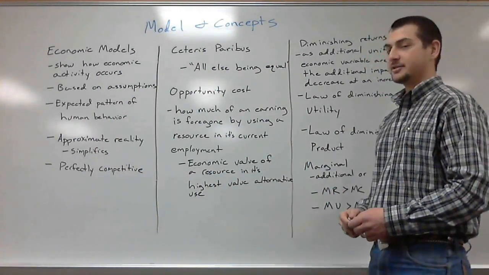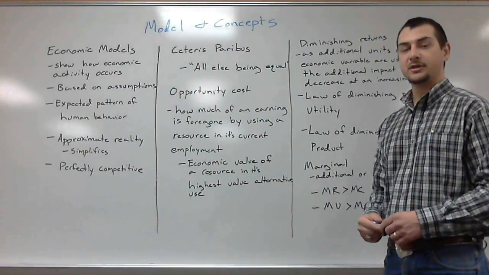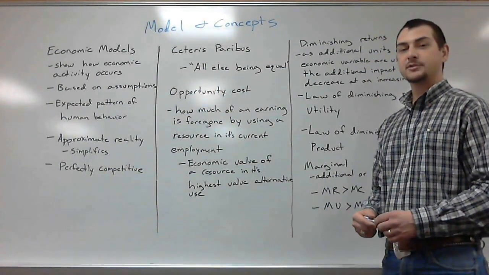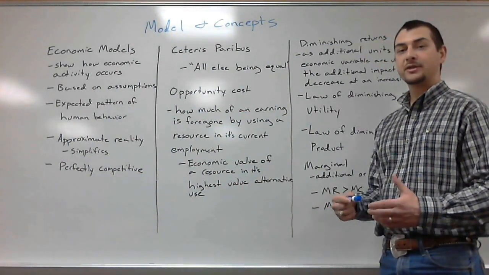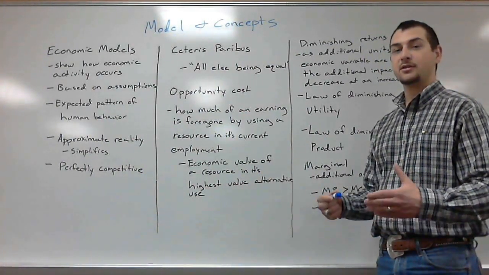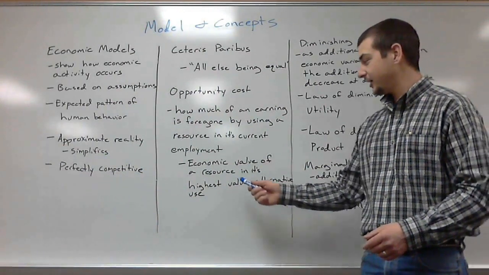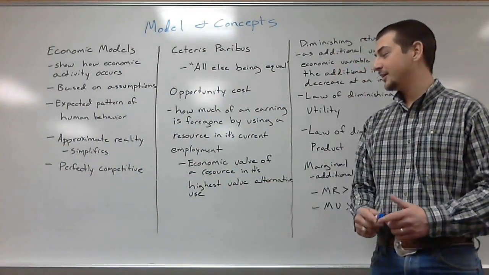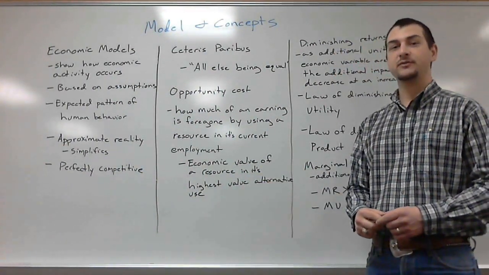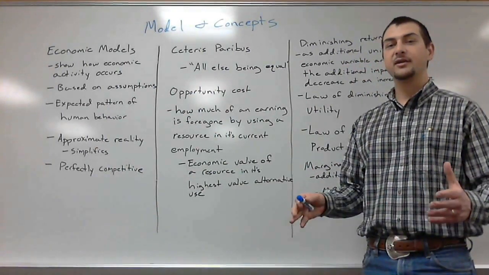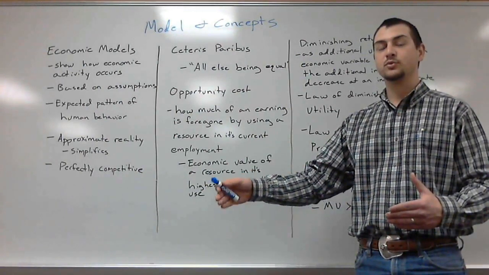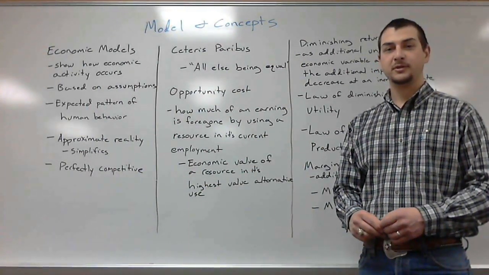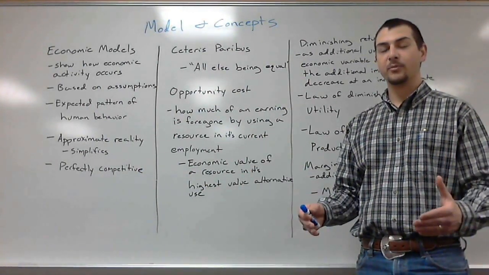The next concept that we're going to discuss is opportunity cost. The definition for opportunity cost is how much of an earning is foregone by using a resource in its current employment. This is the economic value of a resource in its highest value alternative use. So that's a lot of words for basically meaning how much could you make if you used a resource in a different employment. So let's talk about a farmer, for example.